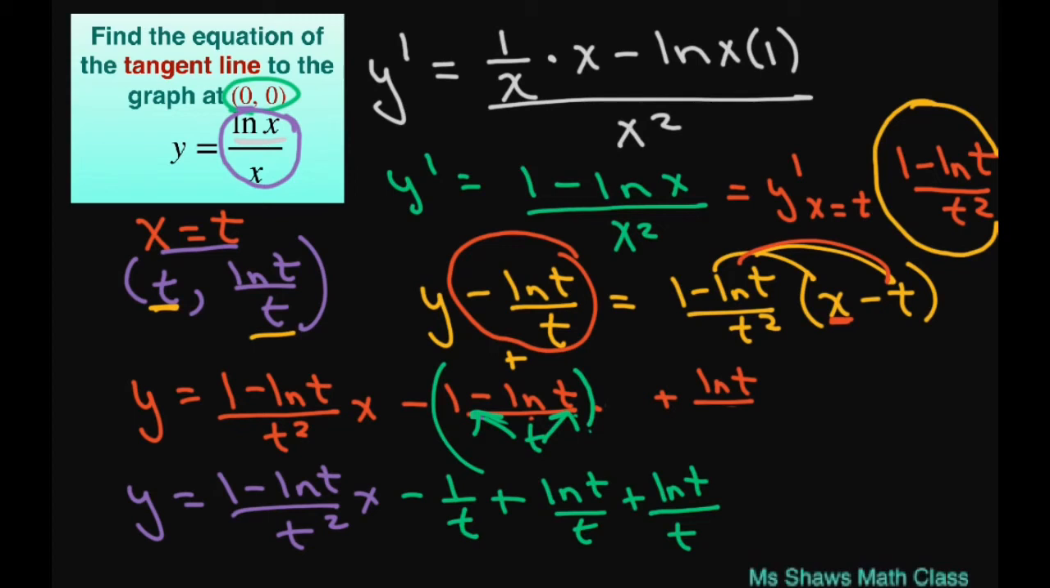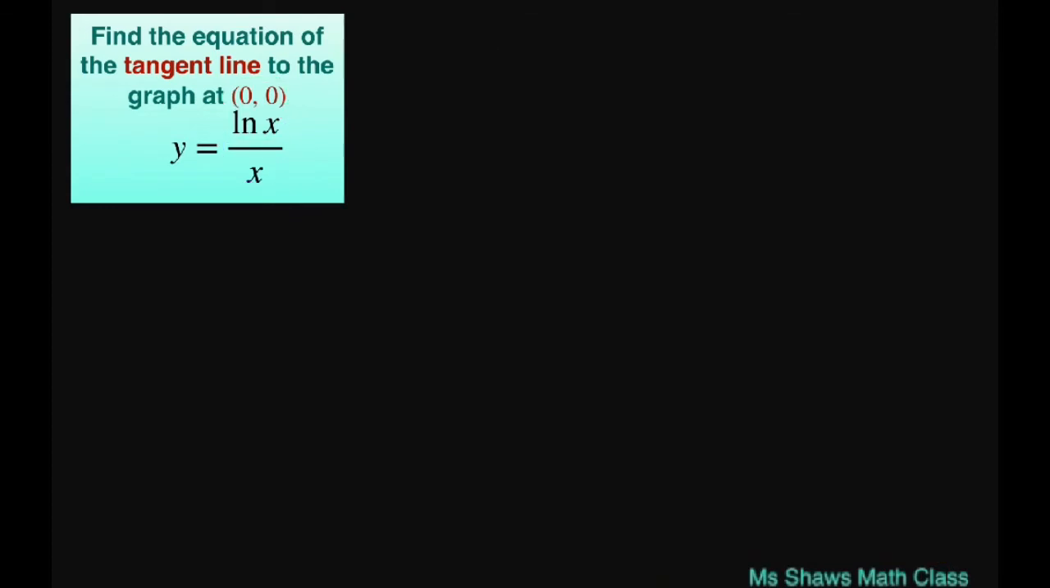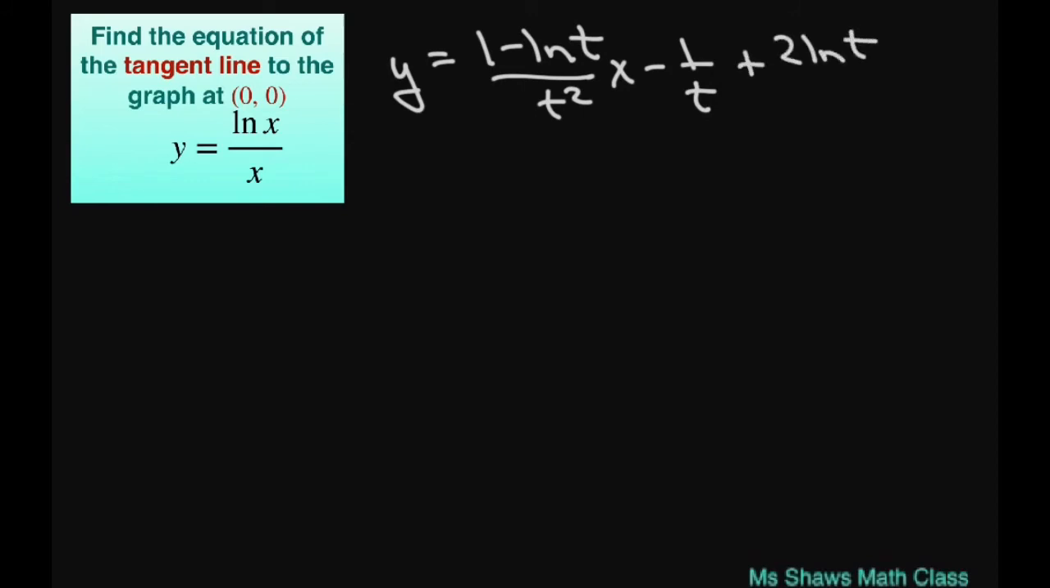Now the only thing else we need to do is just add these two. So basically, our equation is going to be y equals 1 minus ln of t divided by t squared, x, minus 1 divided by t plus 2 ln of t divided by t, because we had two of these. Now I'm going to write it down again because you can't see it. So with t, our equation is y equals 1 minus ln of t divided by t squared times x, minus 1 divided by t plus 2 ln of t divided by t.